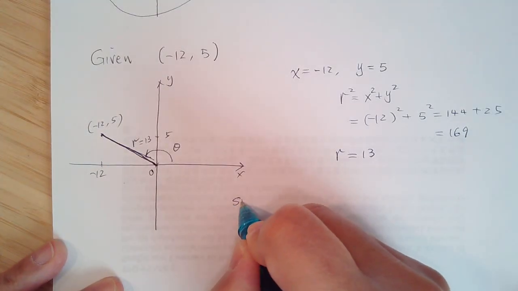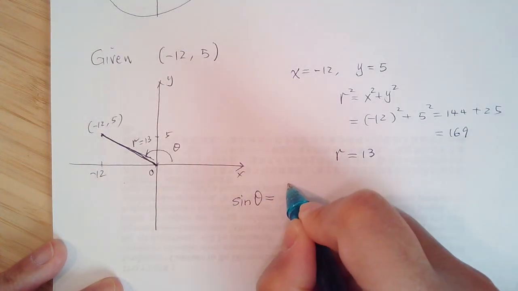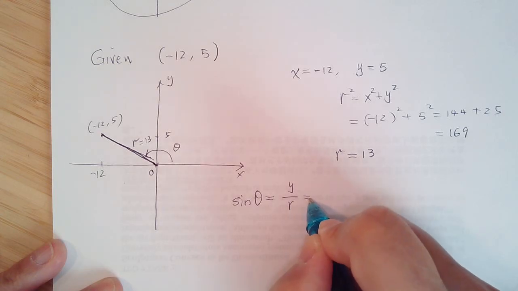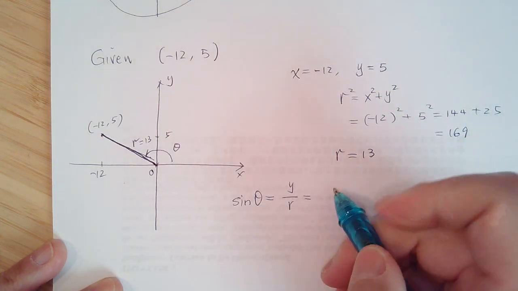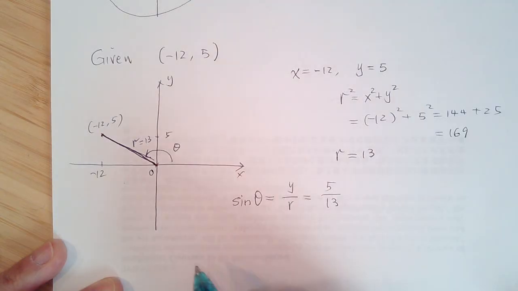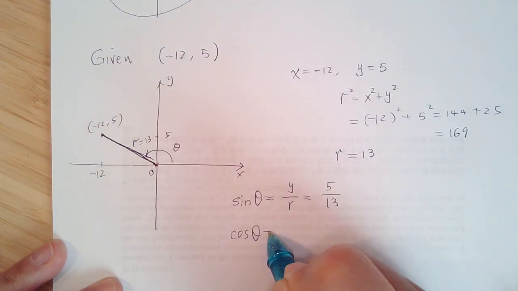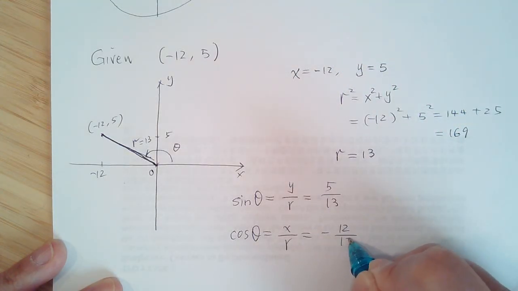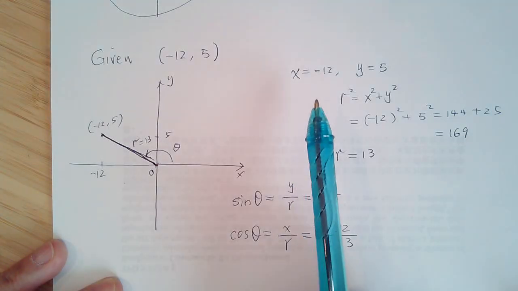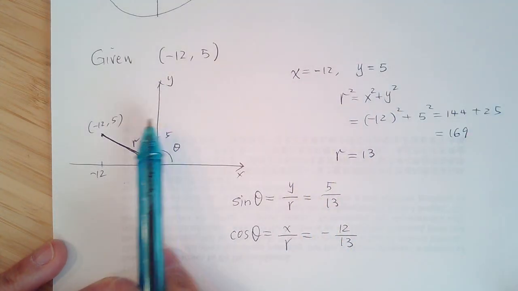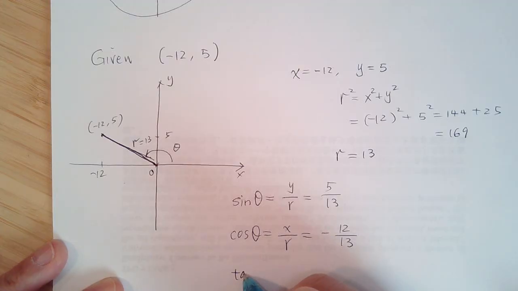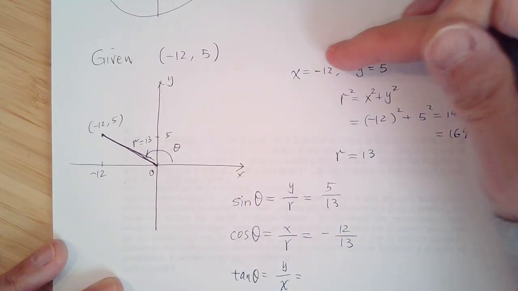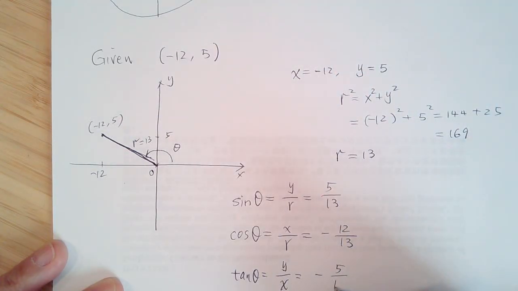Here, sine theta equals y over r, so that's 5 over 13. Cosine theta is x over r, negative 12 over 13. Now you see why I asked you to write this down here, because later you don't have to go back to here to think about that. And then tangent theta is y over x, so that's negative 5 over 12.